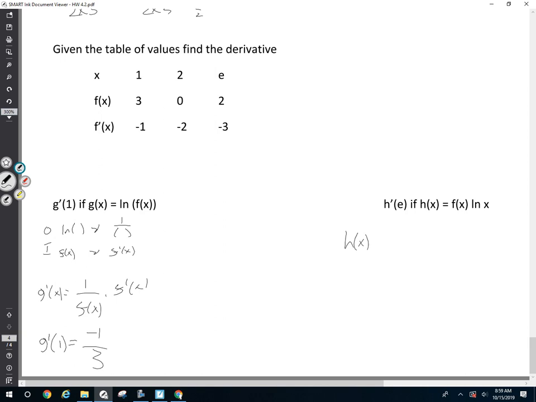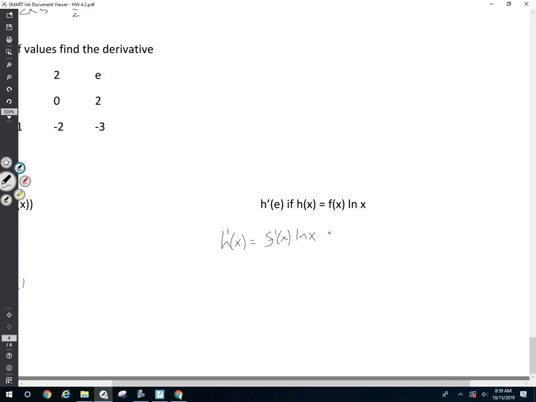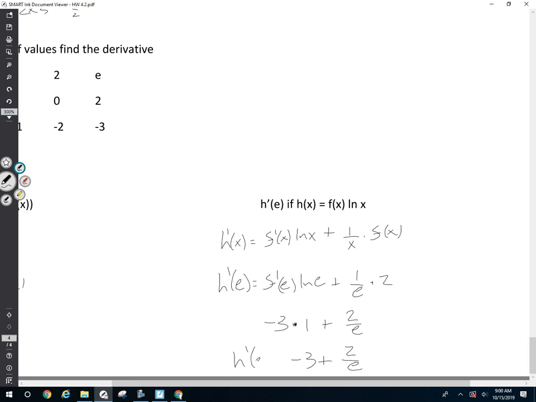Here, I have a product, so I need to use my product rule. Derivative of the first times the second, plus the derivative of the second times the first. Plugging in e, f prime of e, which is negative 3, times the log of e, which is 1, plus 1 over e times f of e, which is 2, so negative 3 plus 2 over e. That's h prime of e.